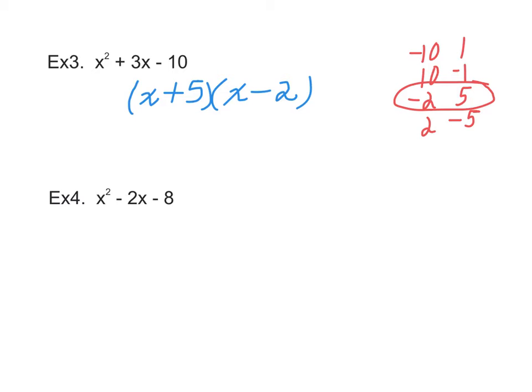Okay, for the next one, think of two numbers that multiply together to give you negative 8, but add up to be negative 2. Has to be one positive and one negative to make this work.